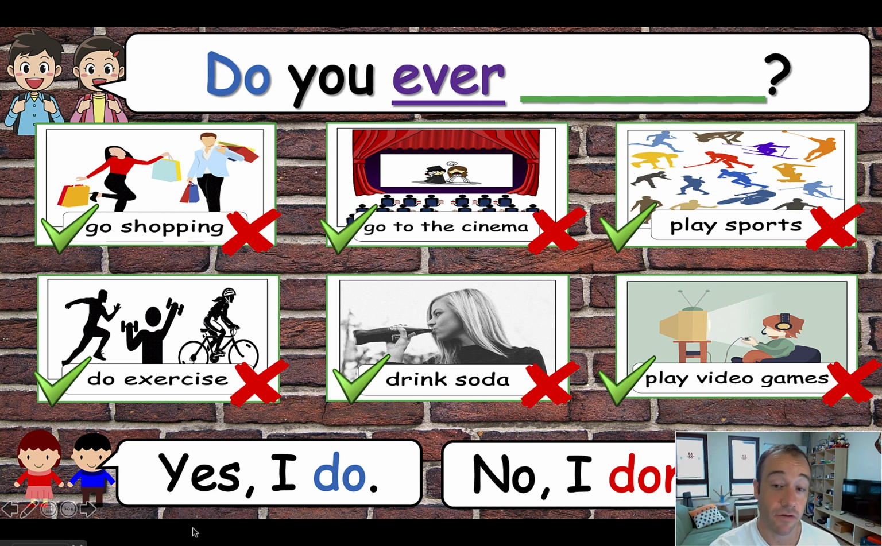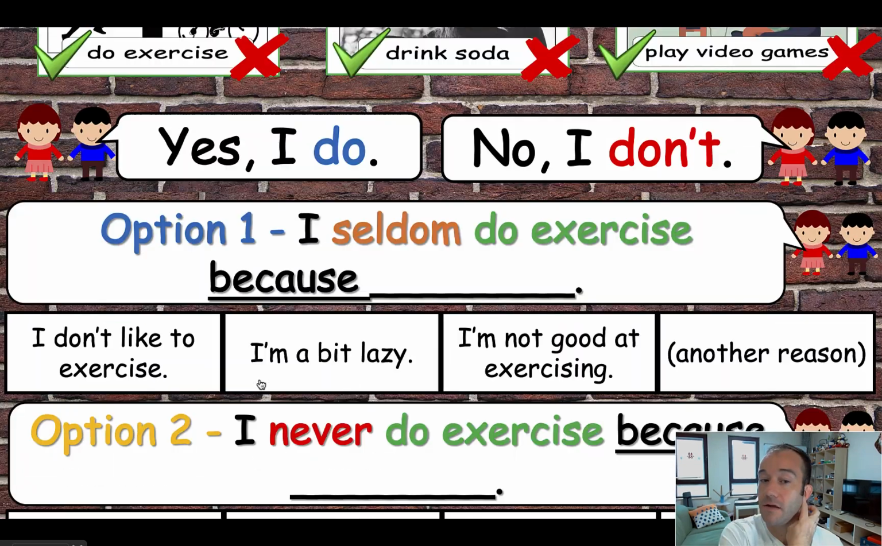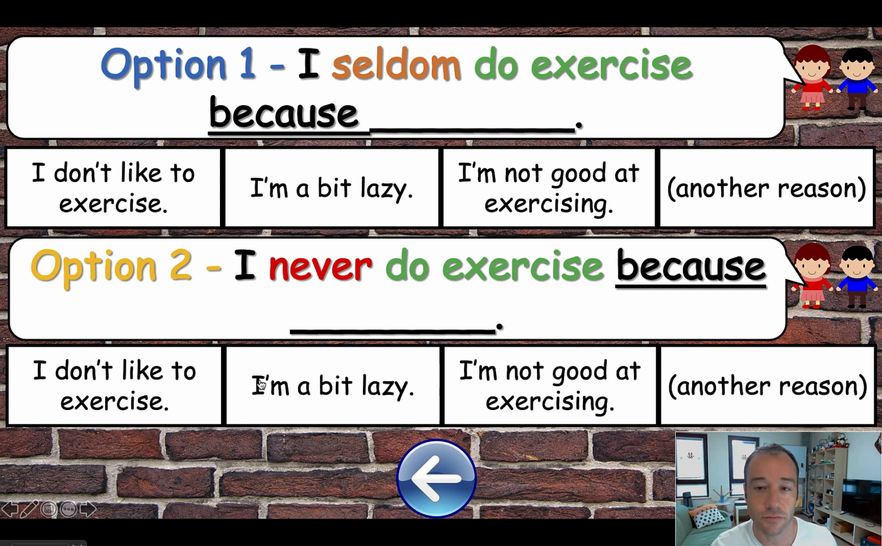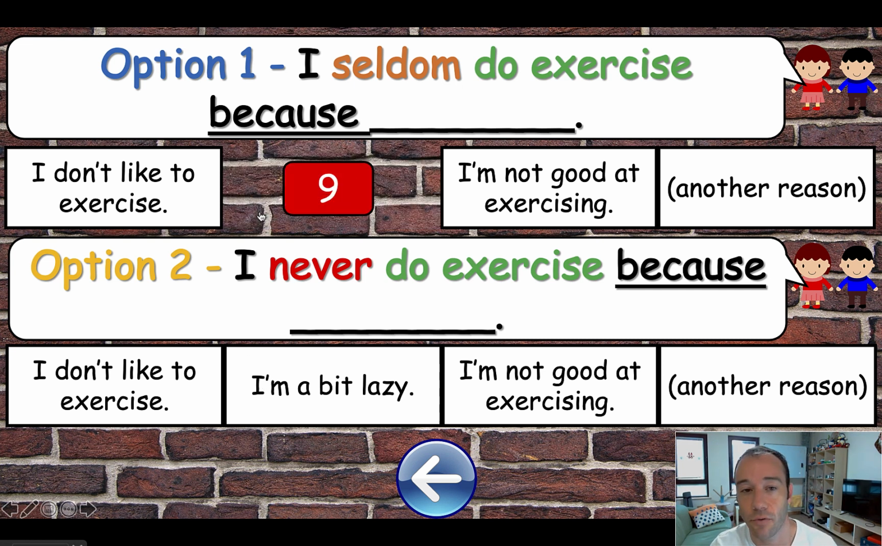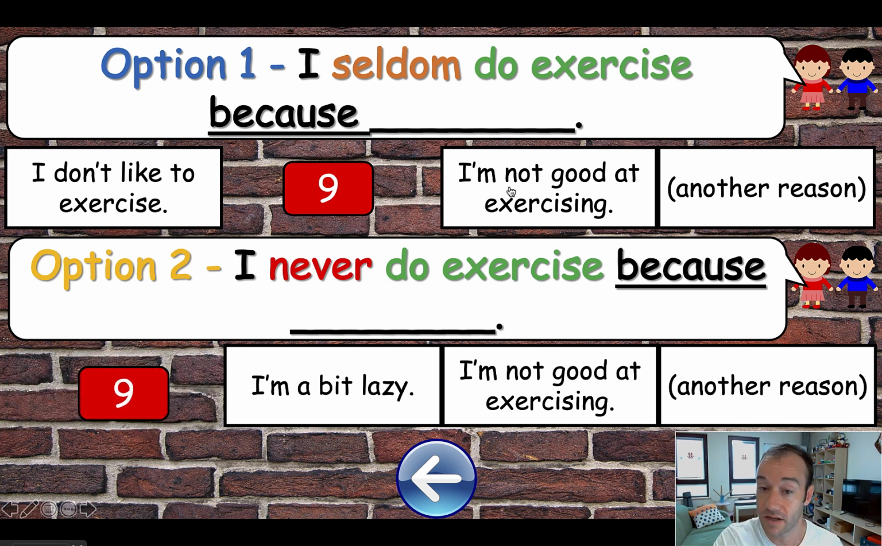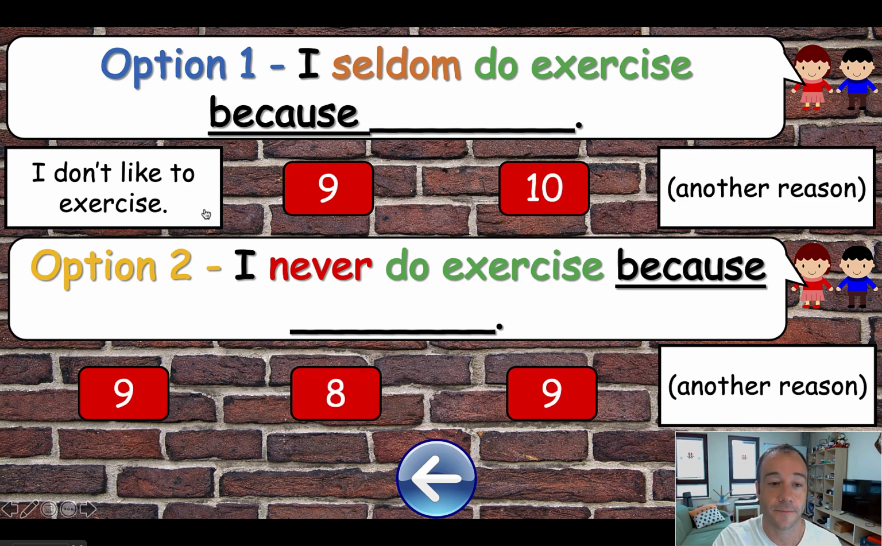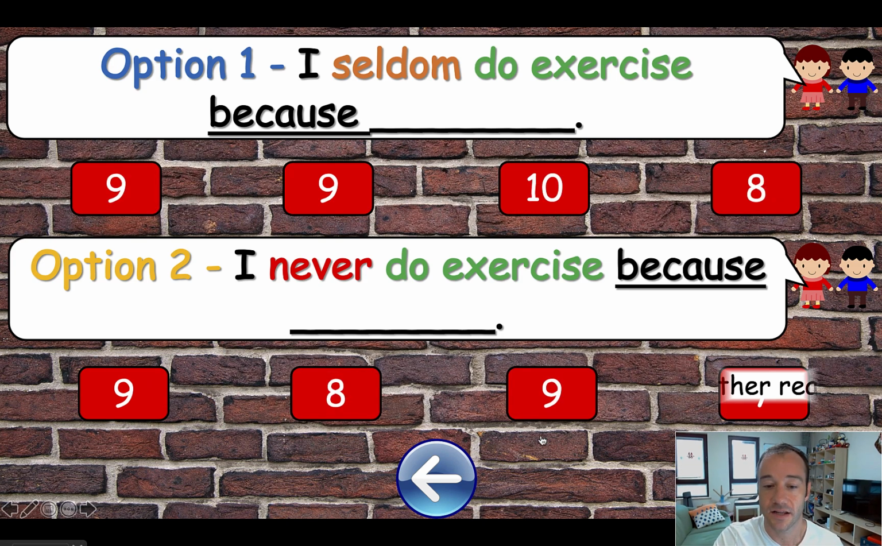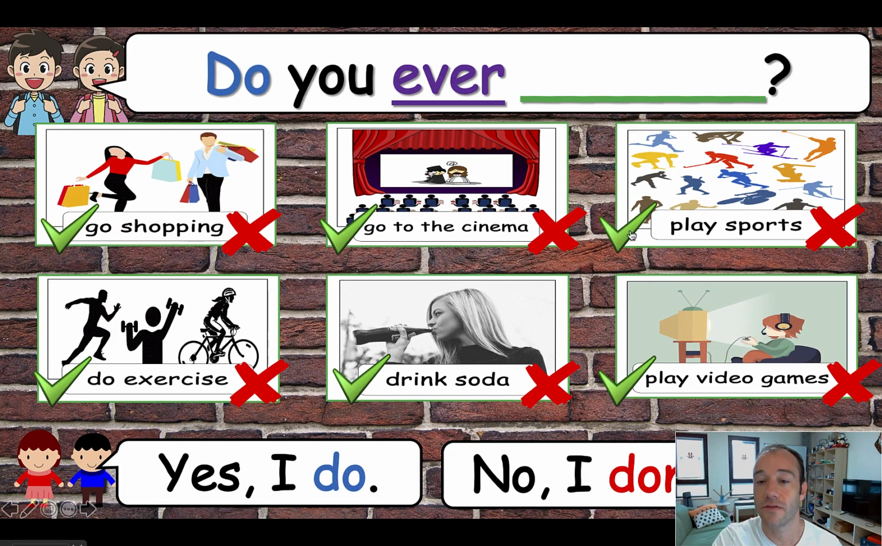And again, you rinse and repeat with the other teams. You bring up another team. Do you ever do exercise? The student says, no, I don't. Okay. I seldom do exercise because I'm a bit lazy. 9 points. Or I never do exercise because I don't like to exercise. Okay, 9 points. Oh, that's a good one. Or they could have said the other ones. And that's the way it works. All of them are like this. Rinse and repeat with the different teams.